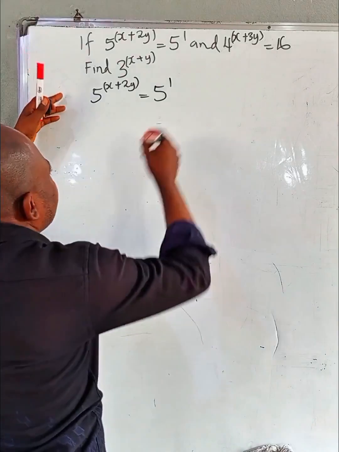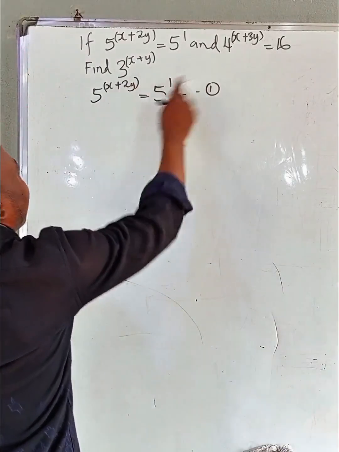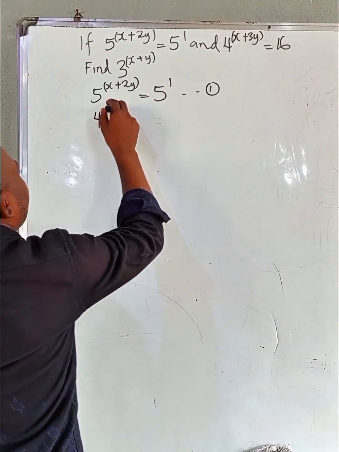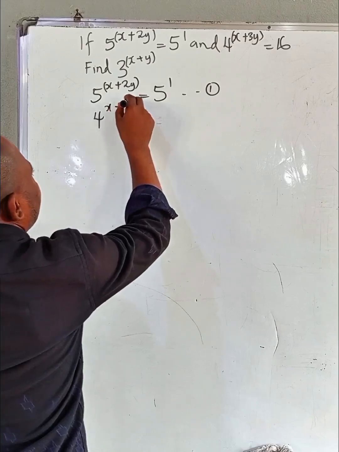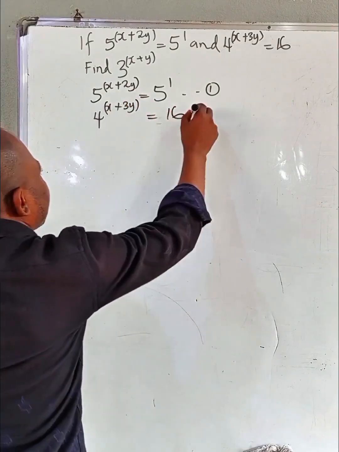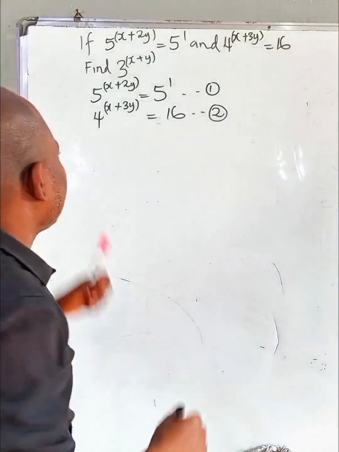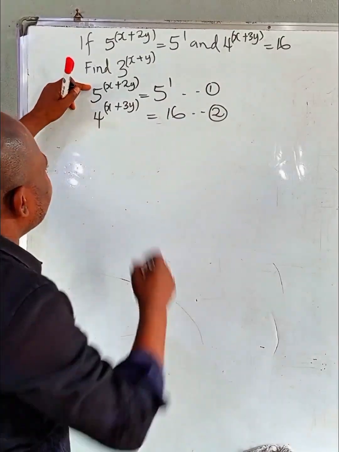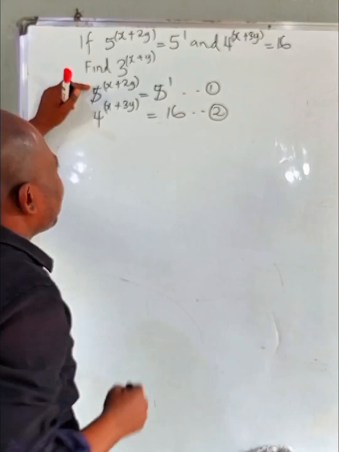This should be equation 1. Anyhow we do it, it will be like that. And then we have 4 raised to the power of (x + 3y) equals 16. This is equation 2. We're going to start from equation 1. Of course, we're going to eliminate the bases.